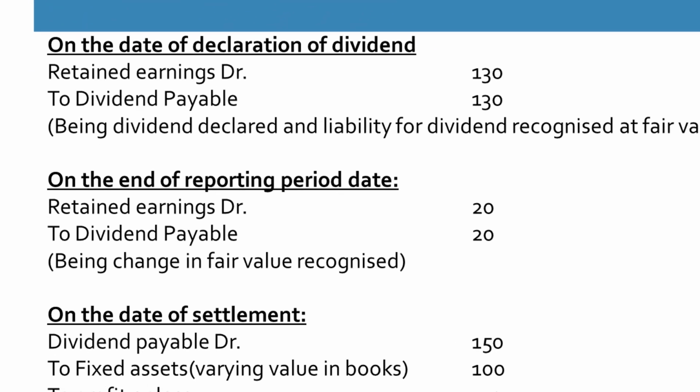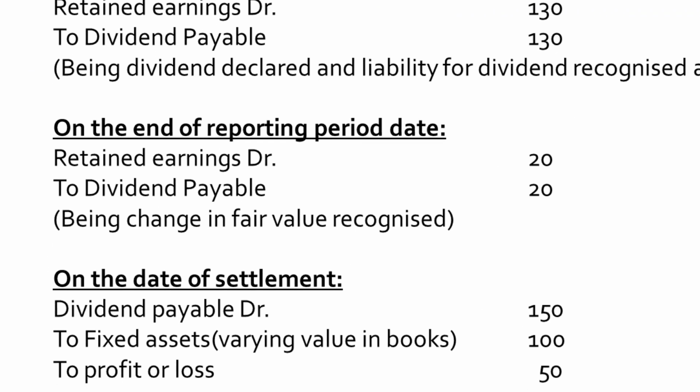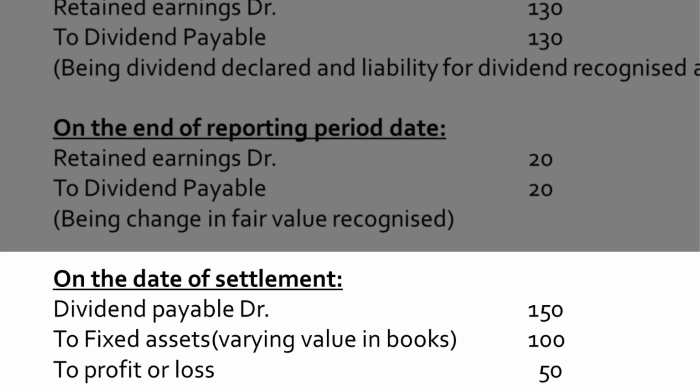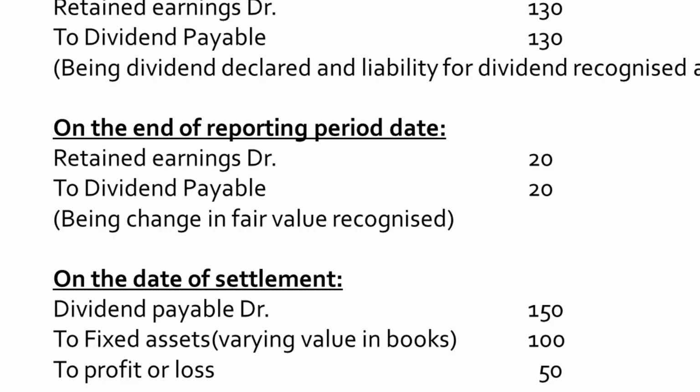Finally, on the date of settlement, what is the entry that you will pass? You will exhaust this liability, dividend payable debit, and you are transferring this fixed asset. So credit fixed assets. But the value of fixed assets in your books is only rupees 100. However, what you have recognized in your dividend payable is rupees 150. So this difference will go to your profit and loss account.